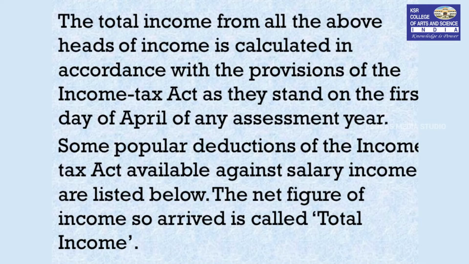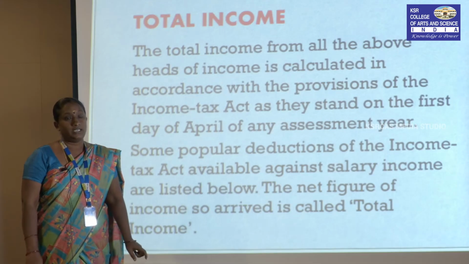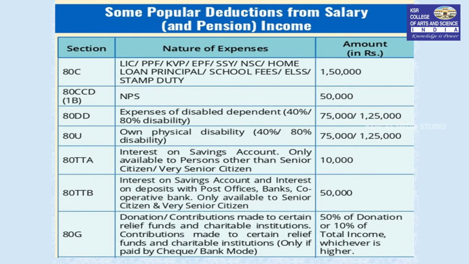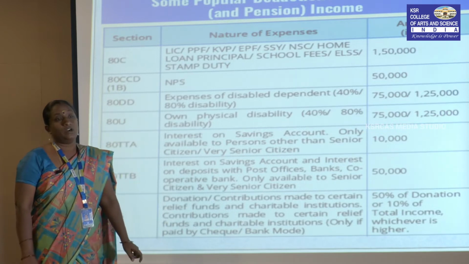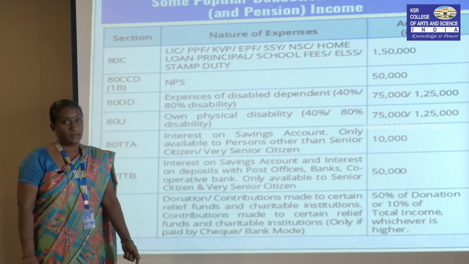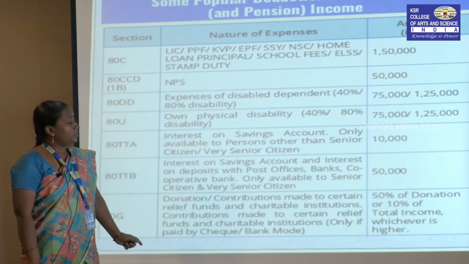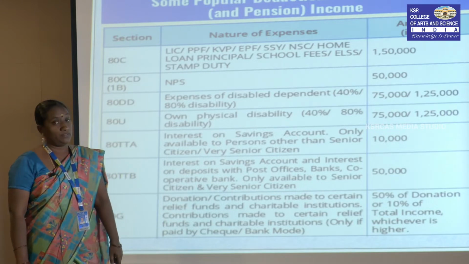Next, what is total income? Gross total income less deductions under Chapter VI-A, section 80C and others, gives the total income. Then what are the deductions under section 80? First, 80C: if an individual invests or pays any insurance premium or tuition fees for students, then we deduct the amount under 80C, that is 1,50,000.